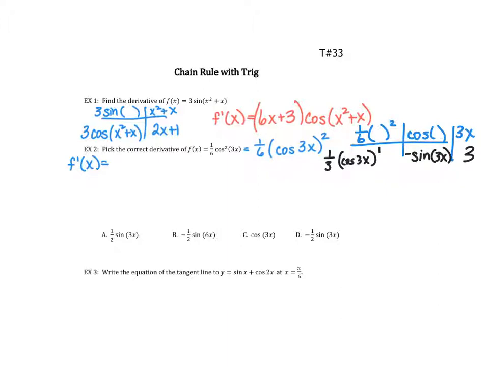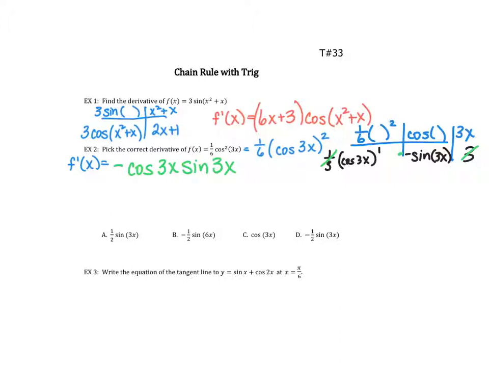So what I really have, if I multiply that all together, because remember these are just all multiplication, this 1/3 and that 3 actually multiply out. So I have negative cosine of 3x sine of 3x. So hopefully, is everybody with me to that point?